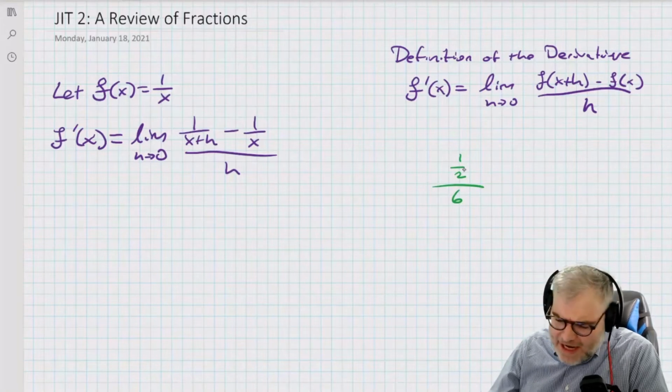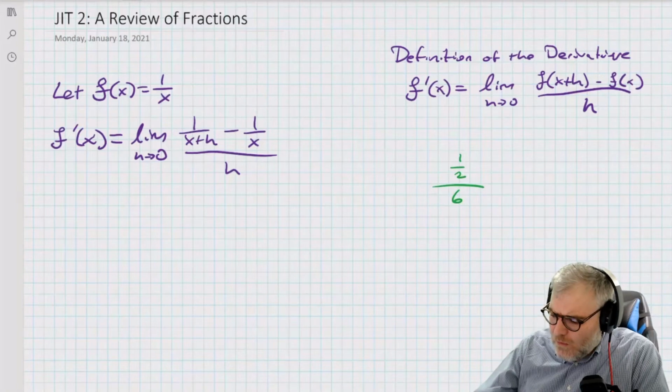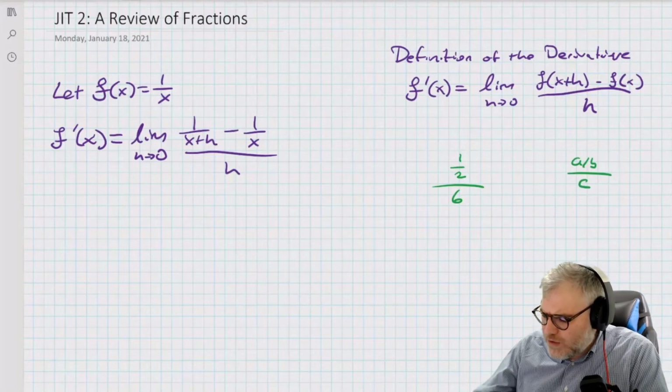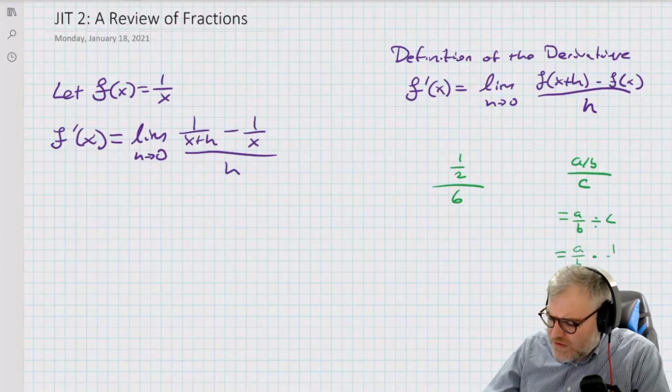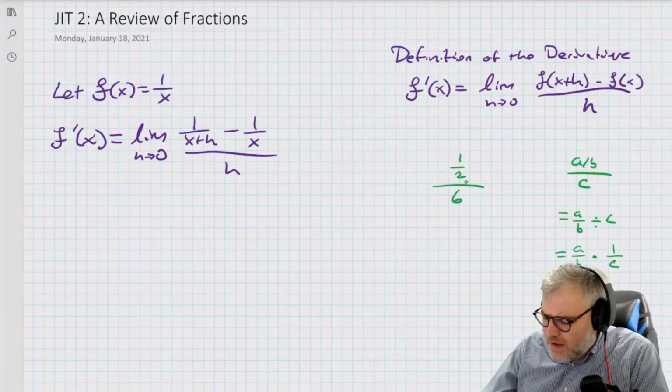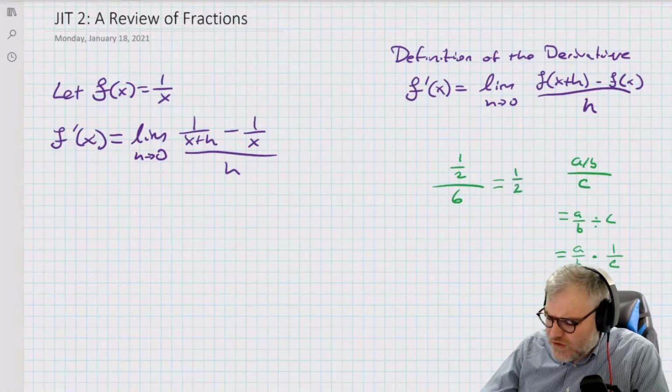I'm going to take 1/2 and divide it into 6 pieces. Or I've got a over b all over c. The important thing to remember is this is actually division. So this is really a over b divided by c. If we remember this rule, we simply take the reciprocal, and we wind up with a over b times 1 over c. So 1 over 2 over 6 is the exact same thing as 1 over 2 times 1 over 6.